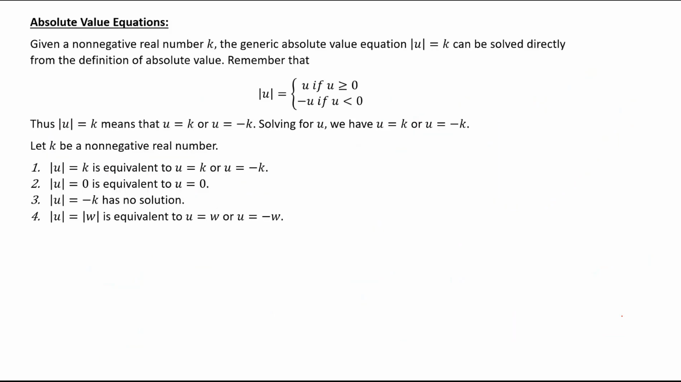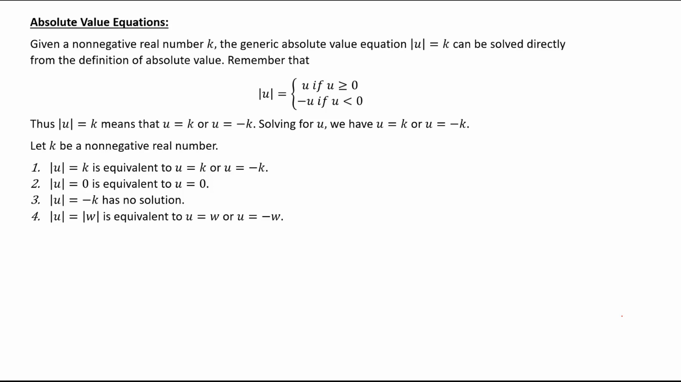Absolute value equations. Given a non-negative real number k, the generic absolute value equation, absolute value of u equals k, can be solved directly from the definition of absolute value. Remember, absolute value of u equals u if u is greater than or equal to 0, and it equals negative u if u is less than 0.